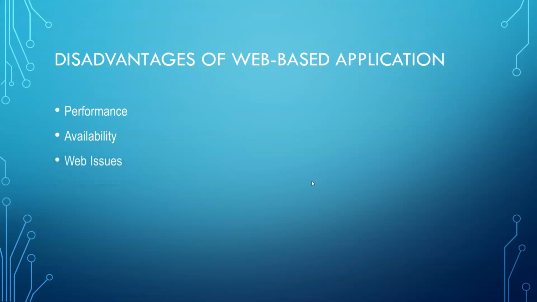Next one is web issues. Web issues means that if the website happens to undergo failure, then most likely the application will be failing too. A web application can have web issues if the quality of the website is not really strong, not yet well made.